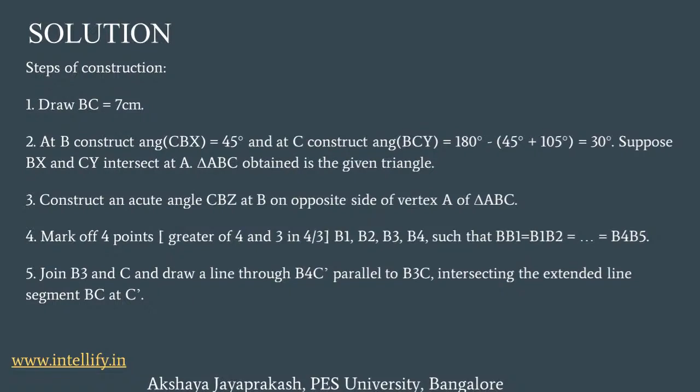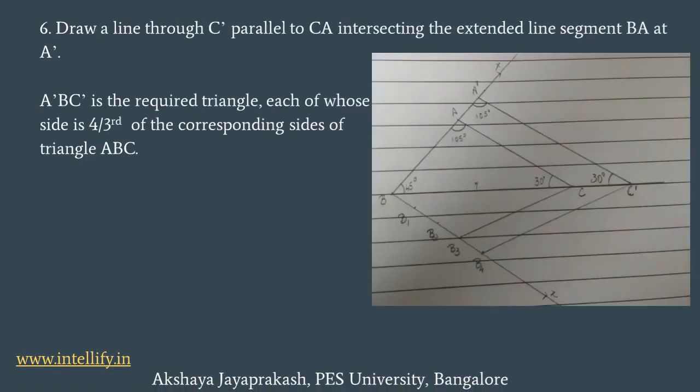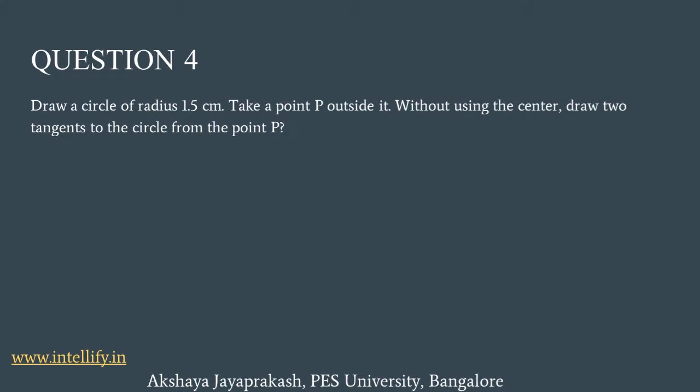Join B3 and C and draw a line through B4 parallel to B3C intersecting the extended line segment BC at C'. Next, draw a line through C' parallel to CA intersecting the extended line segment BA at A'. A'BC' is the required triangle, each of whose side is 4/3 the corresponding sides of the triangle ABC.